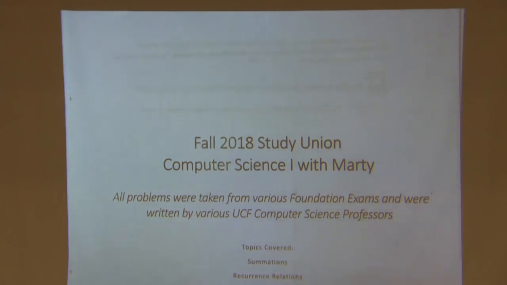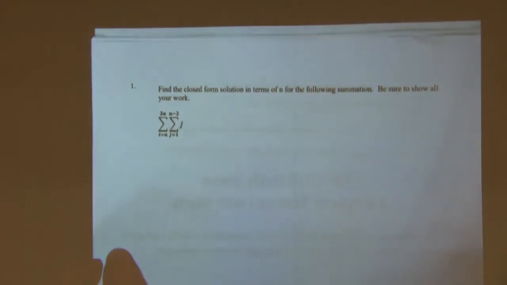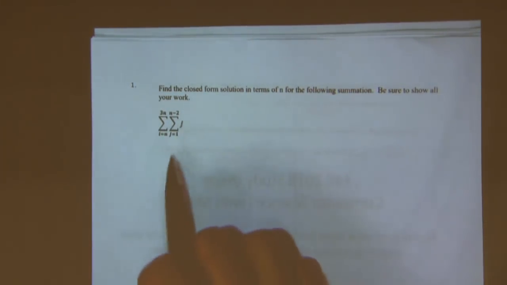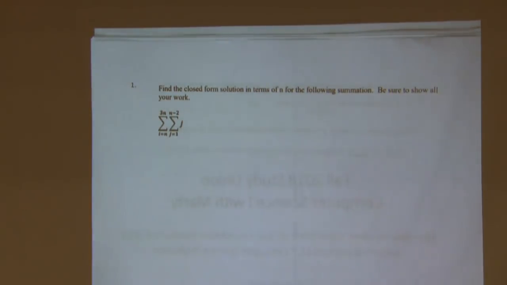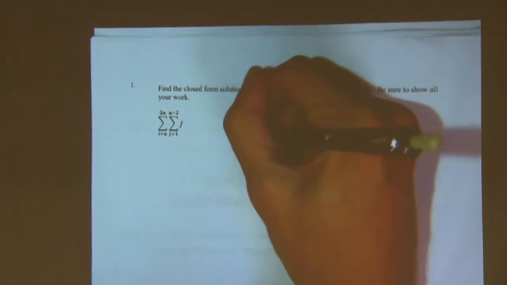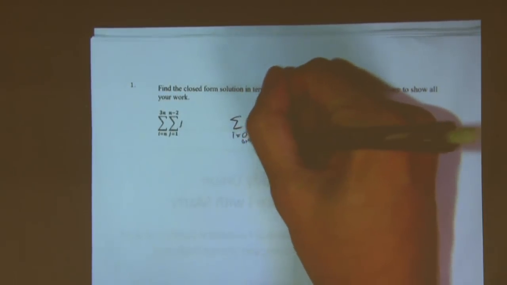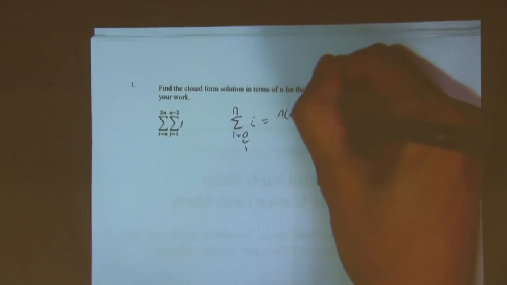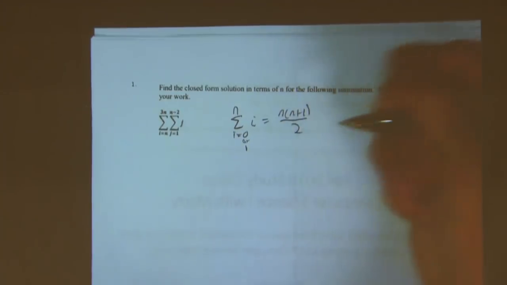Okay, so let's dive into it. The first question that I'm covering is just a basic summation one. We have a couple formulas that we usually use for summations. Looking at this one, on this inner part, I'm expecting to use what's generally written as the sigma from i equals 0 or 1 to n of i, and that gives us n times n plus 1 over 2.